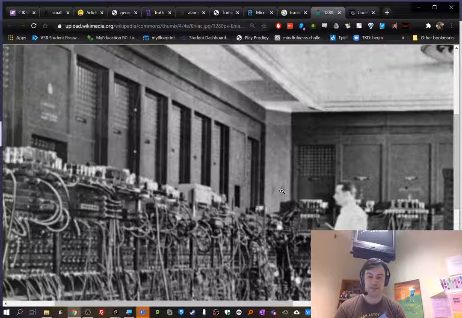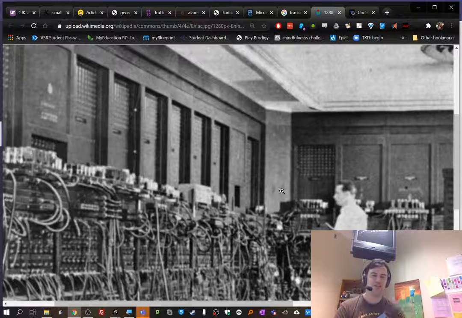Anyways, the other computers are being made at the same time. The United States has a computer. They're using it to invent the nuclear bomb, to sort of do the math. It's incredibly complex math to figure out how to detonate a nuclear explosion. And then it just continues building from there.